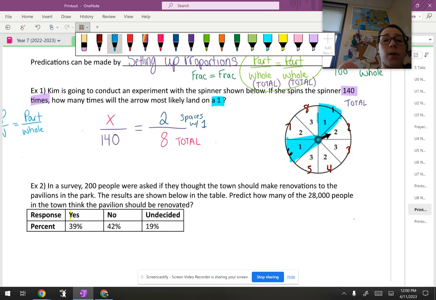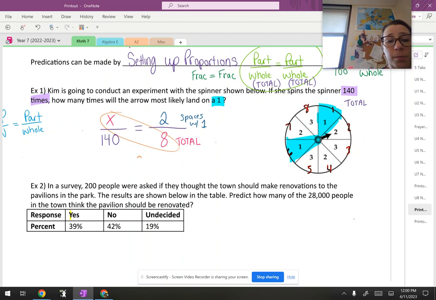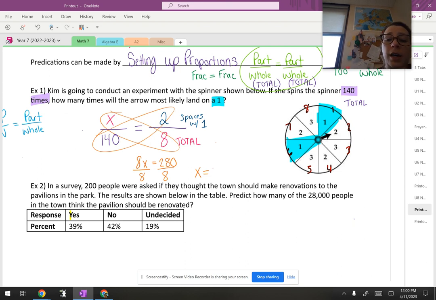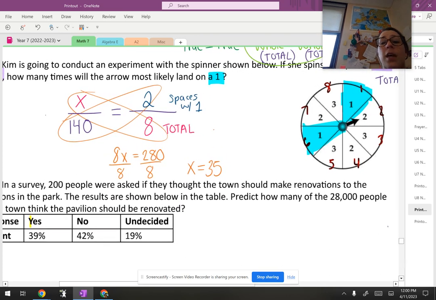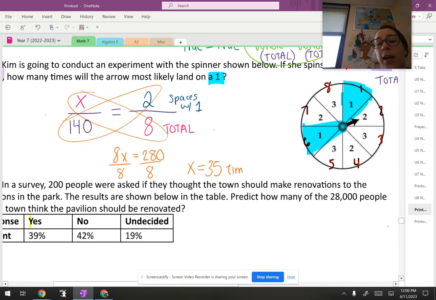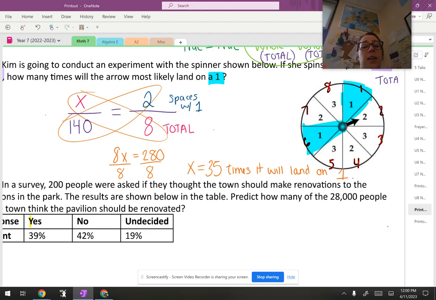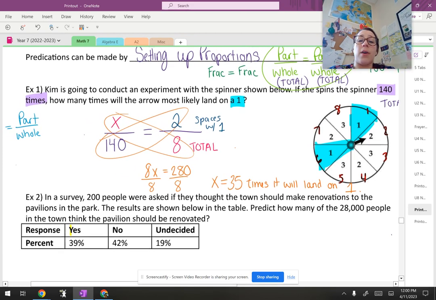Once you've got that set up, all you have to do is cross multiply per usual. 8x is equal to 280. Divide both sides by 8 to isolate that variable and get 35, which means that approximately 35 times it will land on 1. Again, not exactly what's going to happen, but it is a relatively good prediction that if I spun the spinner 140 times, about 35 of them would be a 1.